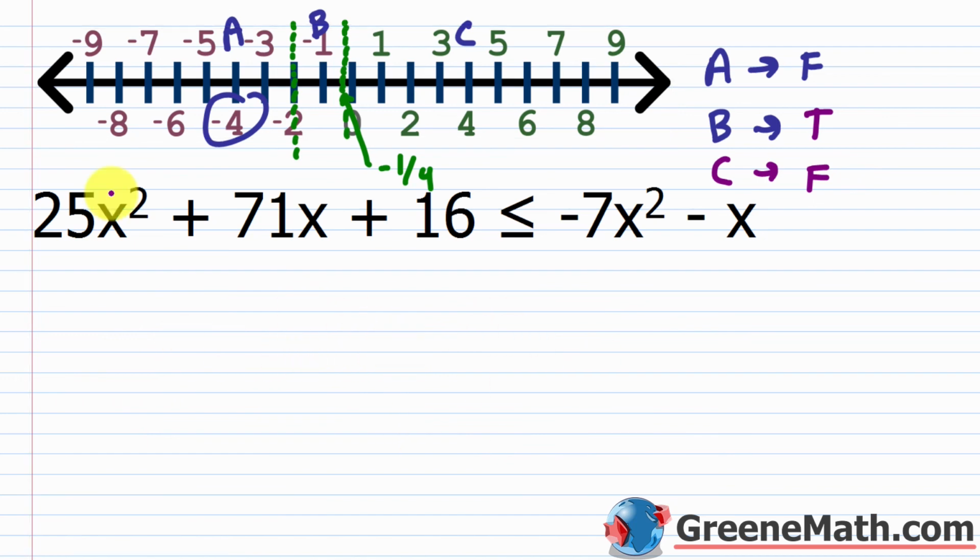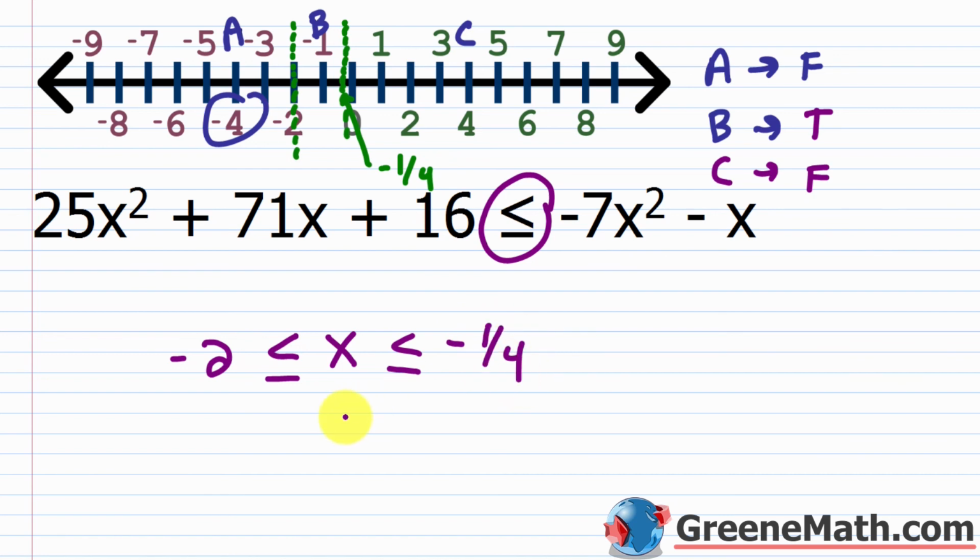Interval B does work. Anything between negative 2 and negative 1/4. So x is greater than or equal to, because we have a non-strict inequality, negative 2, and less than or equal to, again, because we have a non-strict inequality, negative 1/4. Whenever you have that non-strict inequality, the endpoints are going to be solutions, okay?